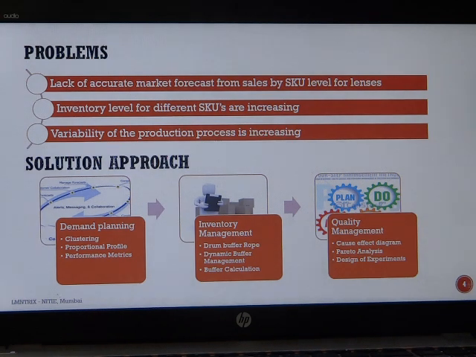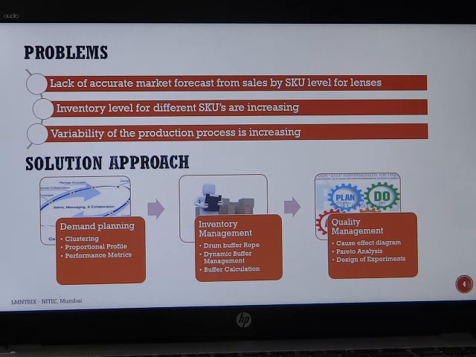Now we have classified the case problems into 3 parts. First of all, the lack of an accurate market forecast from sales at SKU level for the lenses. Secondly, inventory levels for different SKUs are increasing. And third, the variability of the production process is increasing. For this, we have the following solution approach.